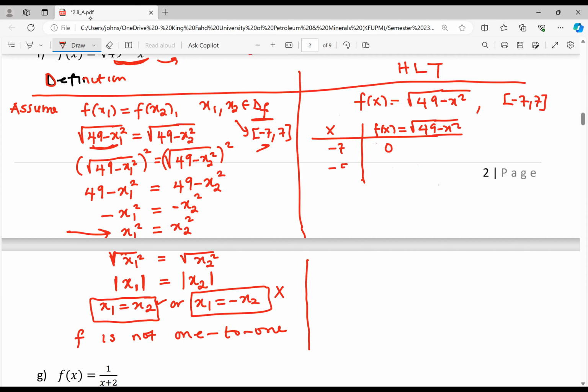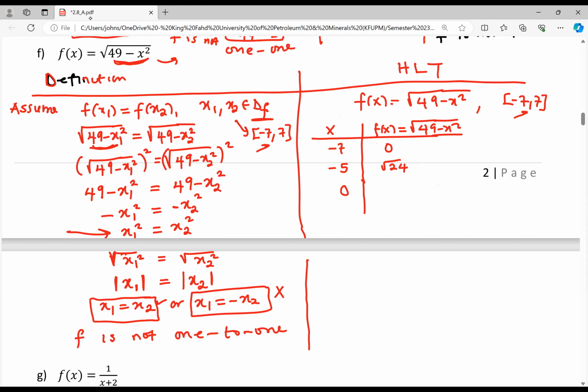You can take minus 5. If you take minus 5, it's also in this interval. You will have root of 49 minus 25, which is going to be root 24. Maybe you can take 0. If you take 0, this is just going to be 7. We can also take 5, which, because of the square, is still going to be the root of 24. And then we can take 7. If you take 7, you will go back to 0.